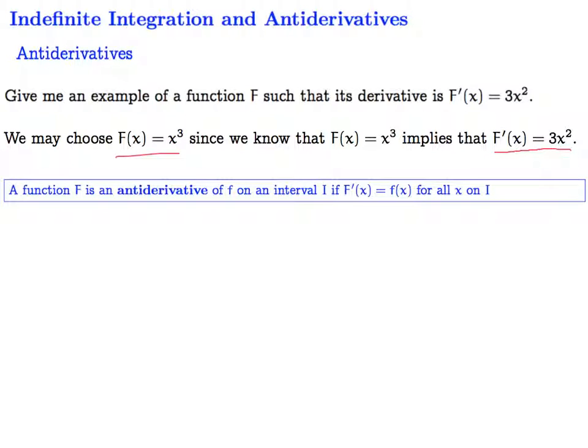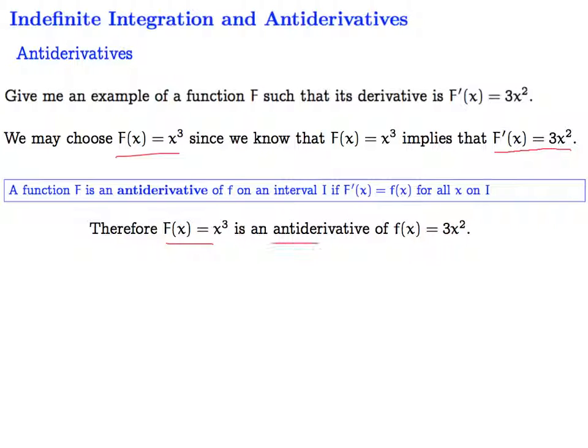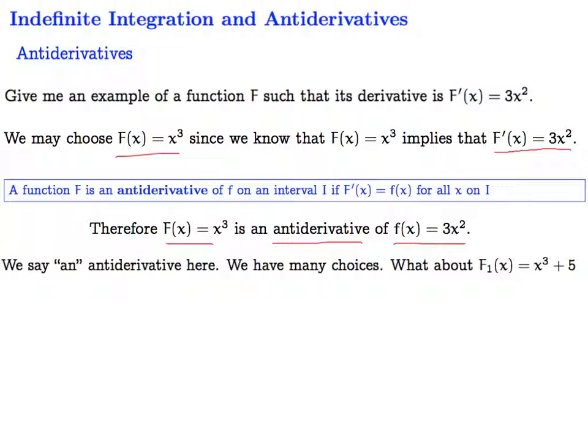And so generally we're going to say a function capital F is an antiderivative of a function on an interval if the derivative of it is equal to the function f of x. So therefore in our case we can say the function F of x equals x cubed is an antiderivative of 3x squared. Since the derivative of x cubed is 3x squared, it's an antiderivative. Now I said the word an again, right? I didn't say the antiderivative. I said an antiderivative here.